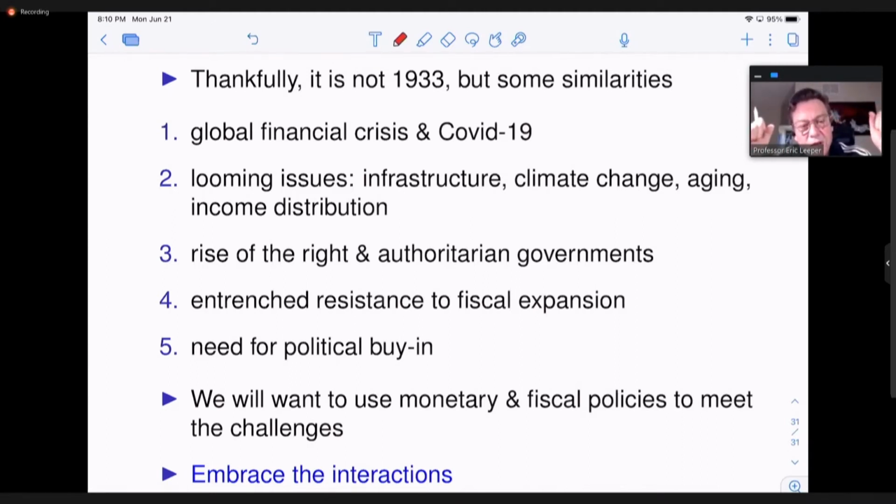There has been a rise of the right and authoritarian governments, just like in the 1930s. There is a deeply entrenched resistance to fiscal expansion, again, just like there was in the 1930s. And just as Roosevelt had to do, our political leaders, if they're really going to do something that integrates monetary and fiscal policy, are going to need political buy-in. Given the challenges that we now face and are going to be facing in coming decades, we really have to understand how monetary and fiscal policy can operate together. And so we need to embrace the interactions. So that's pretty much all I have to say.